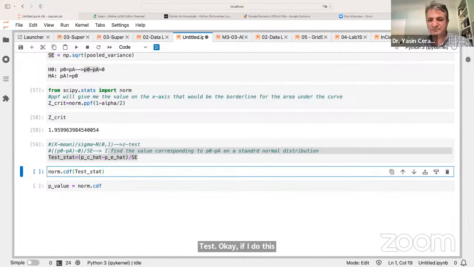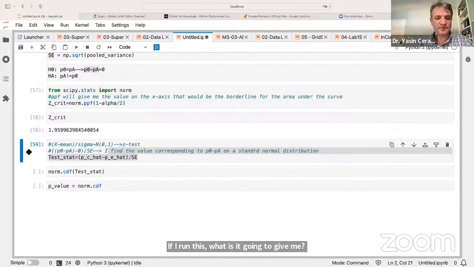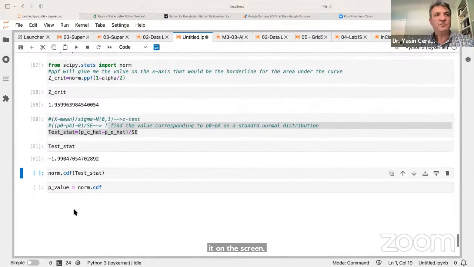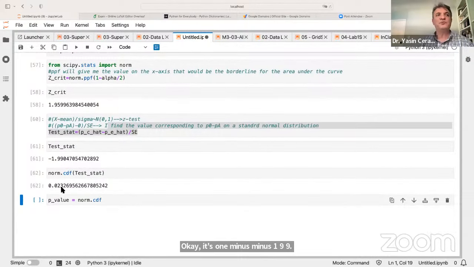So what is this? If I run this, what is it going to give me? Any idea? Let me run this. First, let me run this and then print it on the screen. Okay, it's 1 minus 0.99. Let me run this. It's 0.023. So what does that mean?